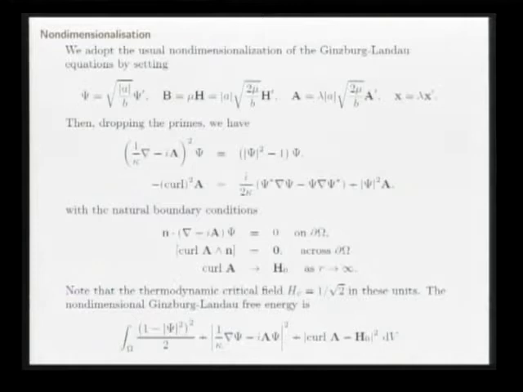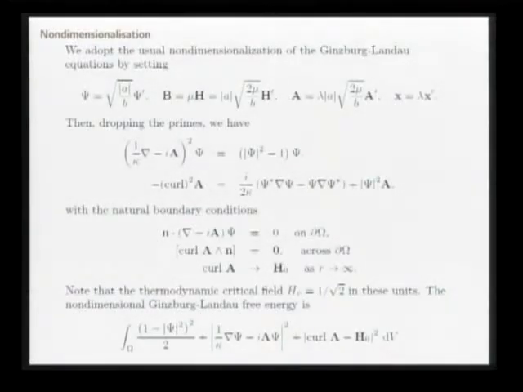And if you tidy the boundary conditions, you just get the same conditions as we had before without any of the constants in them. And if you work out what's the critical field in these units, then based on this scaling and what we had for the critical field before, you get this root 2 here. So 1 over root 2 is the critical field in these non-dimensional units.